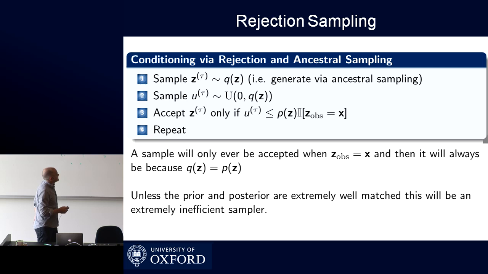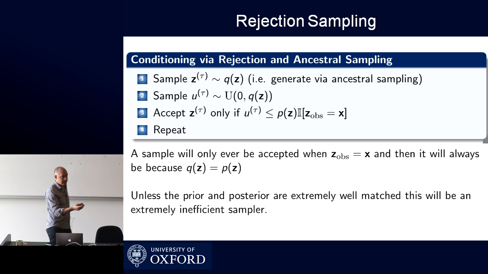So how does this work? If we're going to do conditioning via rejection and ancestral sampling, then we can sample Z from Q, okay? But we've said that Q is just the generative model, so we're going to sample from this via ancestral sampling. Then we're going to sample a uniform variate between 0 and Q, and then we're going to accept the sample only if U is less than P of Z times an indicator function that the observed variables, the observed subset of variables in the joint, is equal to some observed value X. Okay, so in this particular setting, a sample will only ever be accepted when the observations actually are constrained to the values of x, and it will always be because, of course, you're actually proposing from an ancestral sampler.